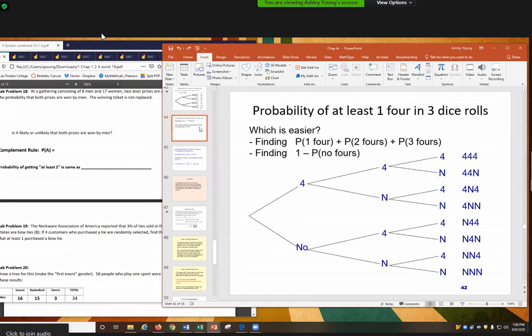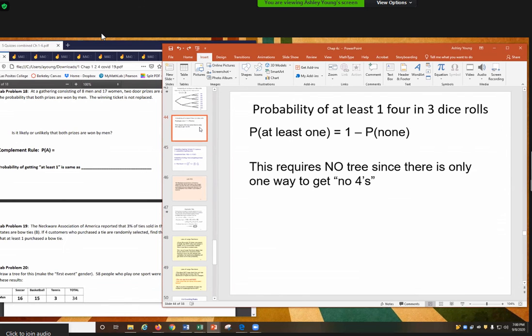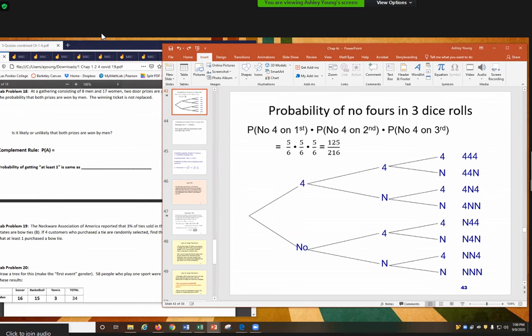So that's what we did. Right? You don't even need a tree. There's only one way of getting no 4s. How many ways are there? It's just this one pathway here. That's all there is. So I could just do this and say, just this one pathway. That's all I care about. And there is a 1/6 chance of getting a 4, so that means there's a 5/6 chance of not getting a 4. Since this spot here, there's also a 5/6 chance of not getting a 4 there. And the third roll, there's a 5/6 chance of not getting a 4 there.